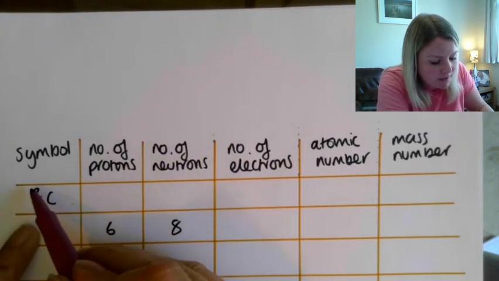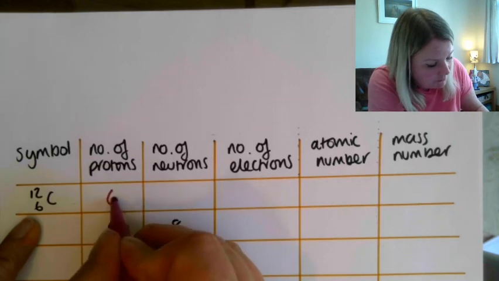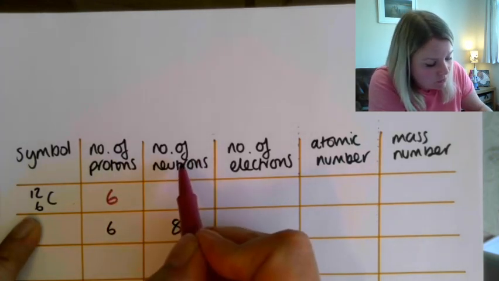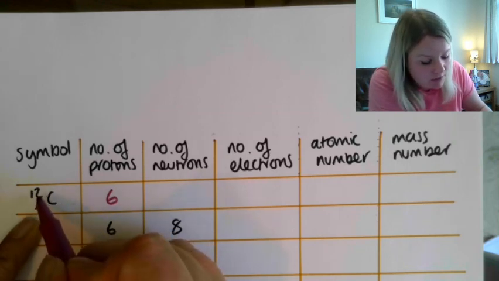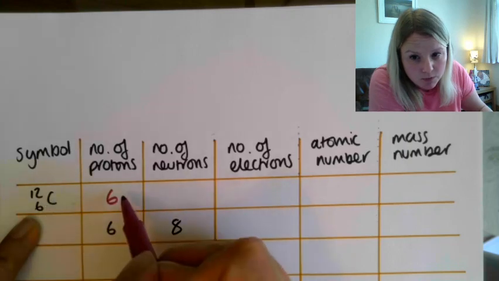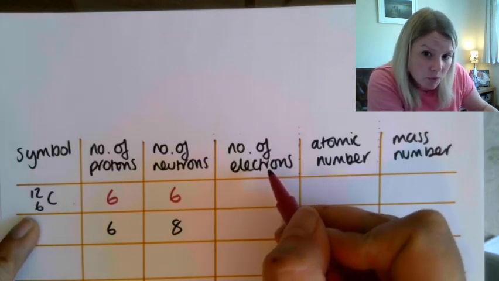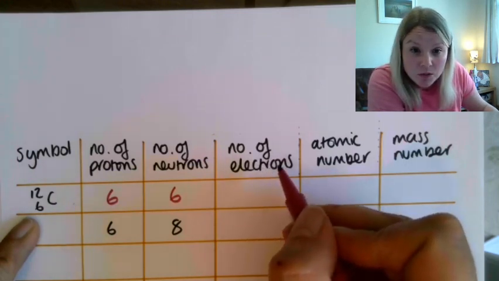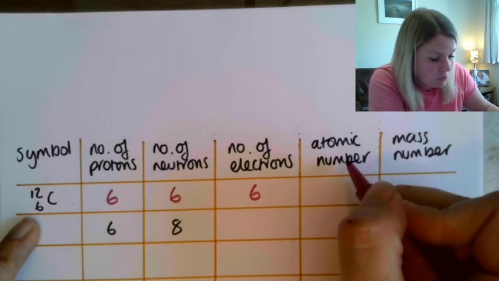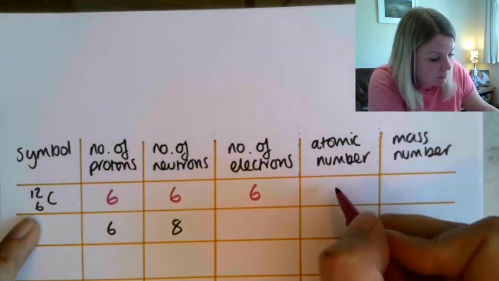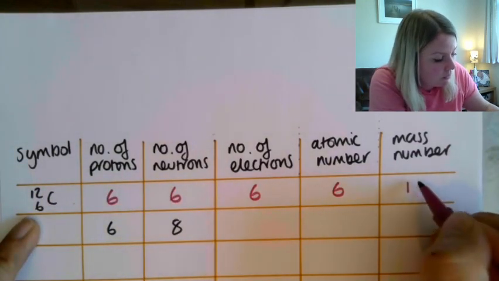Okay, so let's fill in this top one here. From this symbol here, we can tell automatically the number of protons is 6. We can also figure out the number of neutrons because we know if there's 12 up here, the mass number, then it's the number of protons plus neutrons. So if 6 protons, there must be 6 neutrons as well. Number of electrons, whereas these atoms are neutral, so the number of electrons is going to be the same as the number of protons. So that's also going to be 6. Atomic number is going to be the same as the number of protons, 6. Mass number is this number from the top here, so that's 12.